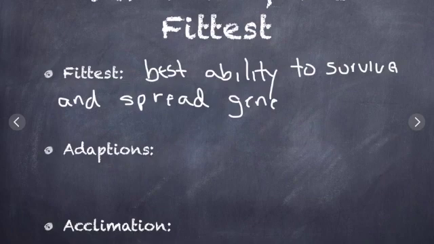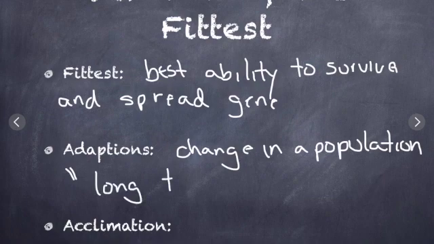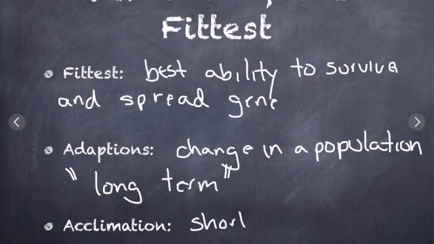Now, adaptation and acclimation. So animals adapt to their surroundings, but adaptation is a very long process. So that is change in a population. Now, this change in population is very long-term. So in other words, it's something that you pass on to the next generation, as in some mutation or thing like that. Whereas acclimation is a short-term change.